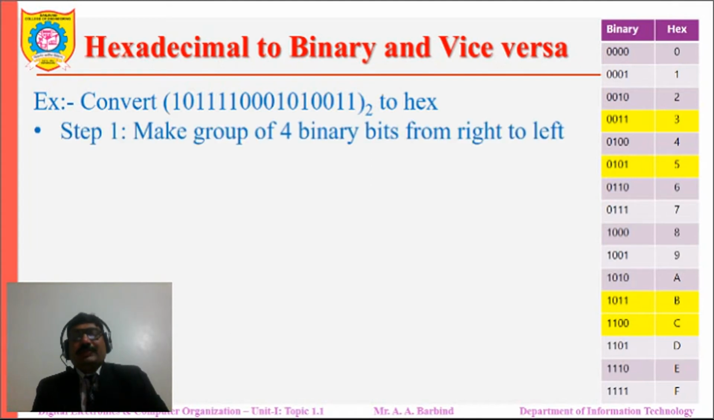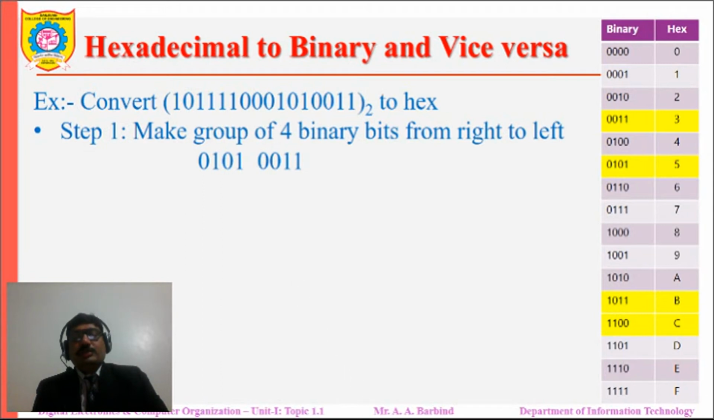The first step for converting the binary number to the hexadecimal number is to make groups of 4 binary bits from right to left. There are 16 bits in this number, so we make groups of 4 binary bits. We take the rightmost bits first, that will be the first group. So it is 0011. Then the next group is 0101. So we write that group 0101.